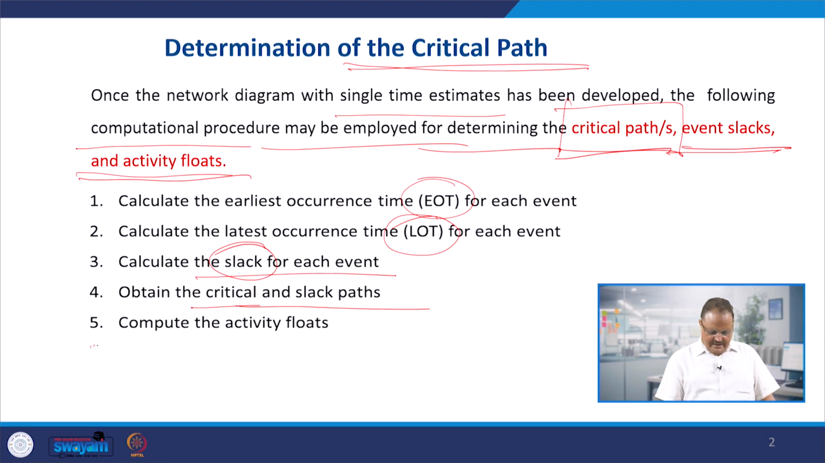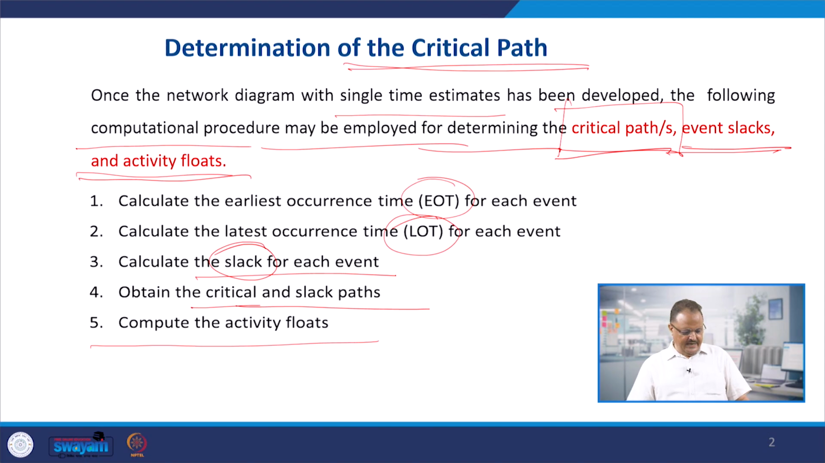And then we have to calculate the activity floats. So what are activity floats? We will understand that also very clearly. So these are the three important things. You have to calculate EOT, LOT, and slack for each event, then develop the critical and the slack paths, and then compute the activity floats.